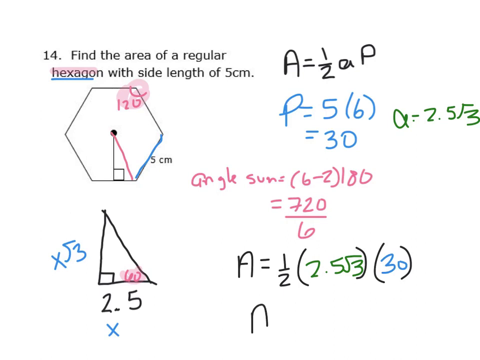You go ahead and use your calculator to help you out and get your area, 64, and we're going to go ahead and round it to 952. This would be centimeters squared.